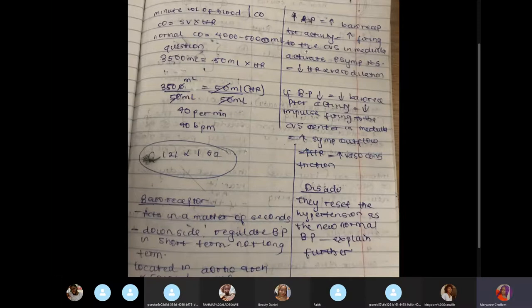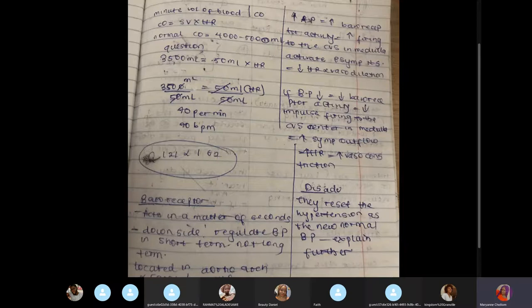If your blood pressure is high, let's say the person already had hypertension, the baroreceptor will be sending a lot of impulse to the cardiovascular center in the medulla, and the parasympathetic will be like, okay, let me handle this. It will decrease heart rate and cause vasodilation. Why am I bringing this to your attention? Because there's a disadvantage of this mechanism.